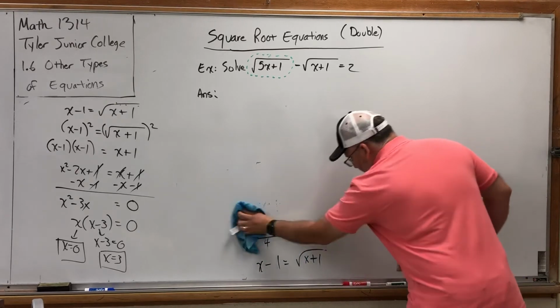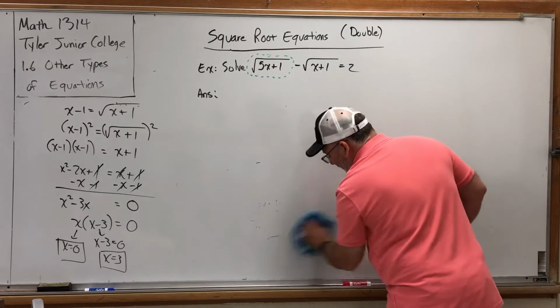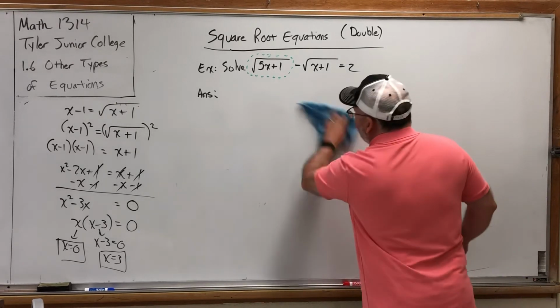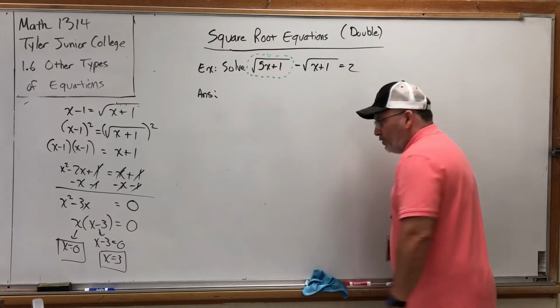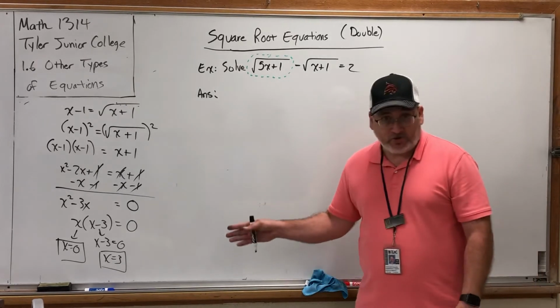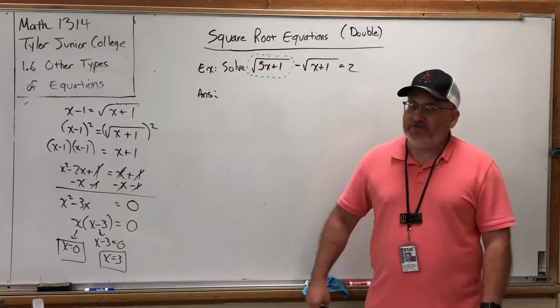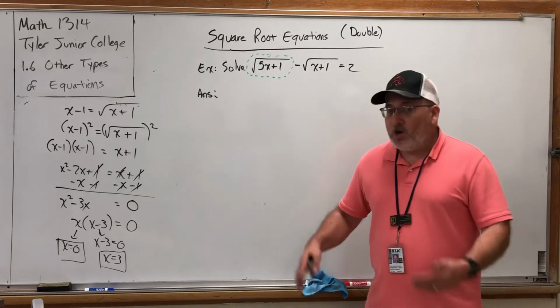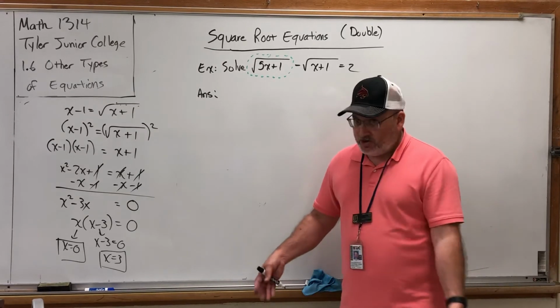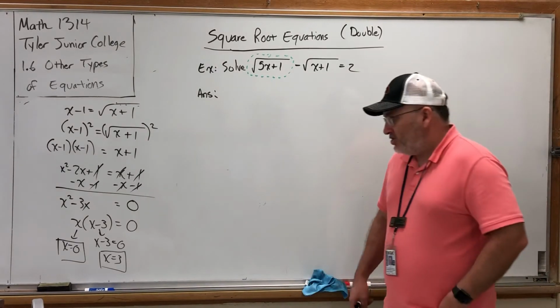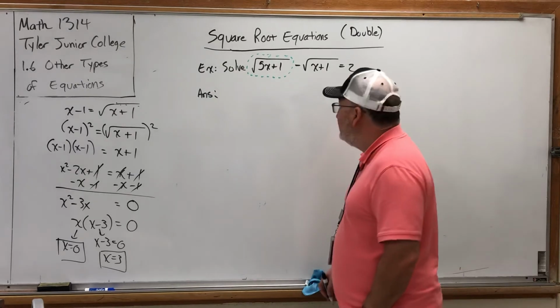So let's check these solutions. And by the way, you do have to always check your solutions. I have seen square root equations where one solution is good and one is extraneous. I've seen square root equations where both of them are good, and I've seen square root equations where both are extraneous and the equation had no solution. So you can't just assume one will work and the other will not.